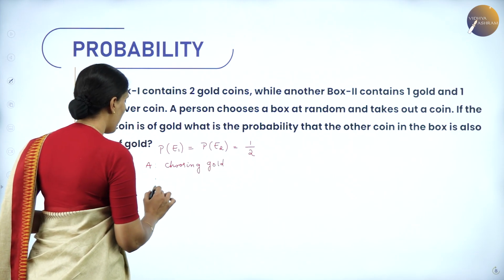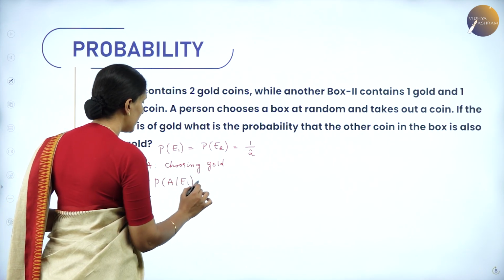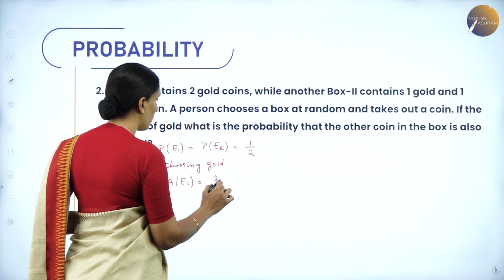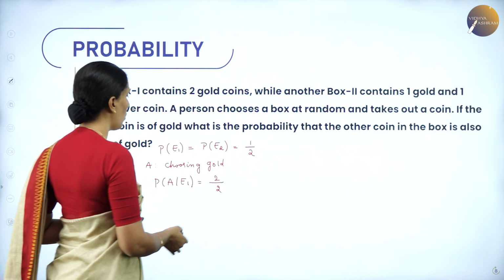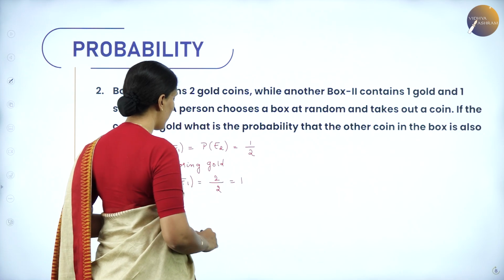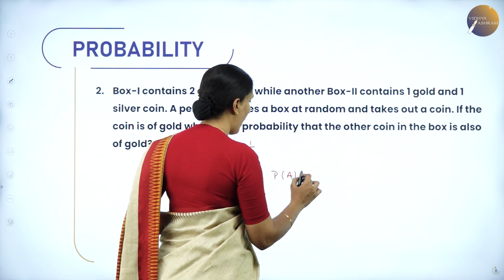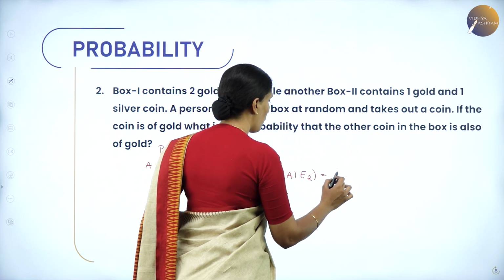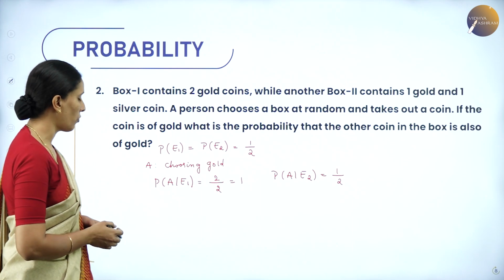Then the probability of choosing gold from bag 1 is equal to 2 out of 2, because there are only 2 gold coins here. So choosing gold coins, it will be the same. Next, the probability of choosing a gold coin from bag 2 is equal to 1 out of 2 coins, because there is only 1 gold coin out of 2 coins.